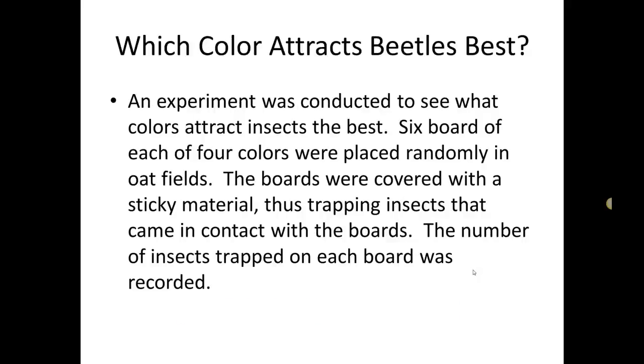All right, so let's look at an example. An experiment was conducted to see what color attracts insects the best. 6 boards, each of 4 colors, were placed randomly in oat fields. The boards were covered with a sticky material, thus trapping insects that came in contact with the boards. The number of insects trapped on each board was recorded.